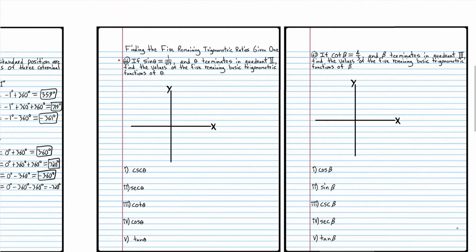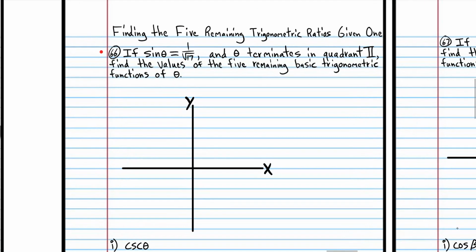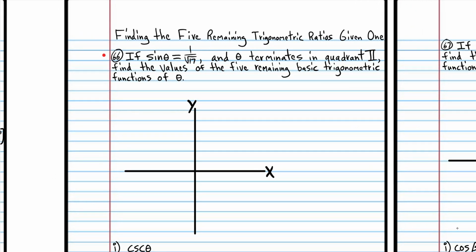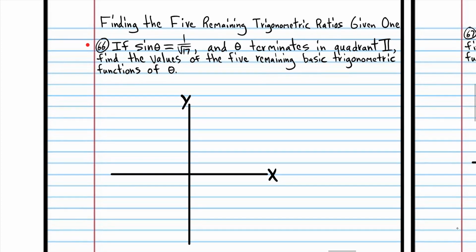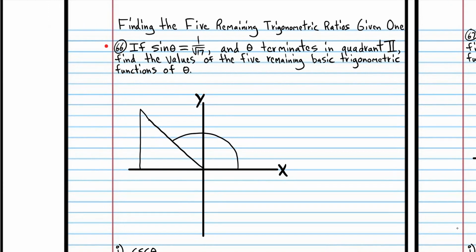Okay, now we're going to find all of the values of the trigonometric functions given one. So here we're told that sine theta is 1 over root 17, and that theta terminates in quadrant 2. We're supposed to find the values of the 5 remaining trigonometric ratios. If theta terminates in quadrant 2, it's going to be somewhere over here. Now we don't care exactly what the angle is, so it doesn't matter if your triangle is small or big. We're just trying to get a picture of what's going on. So that is theta. We don't know what theta is.